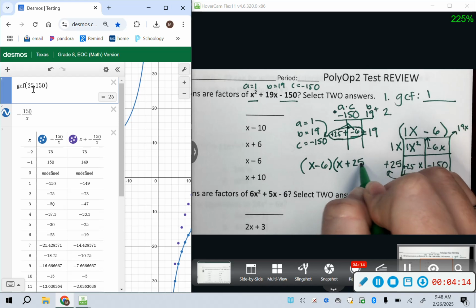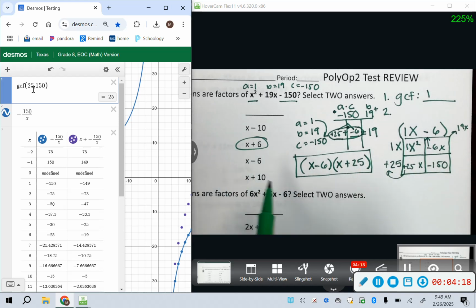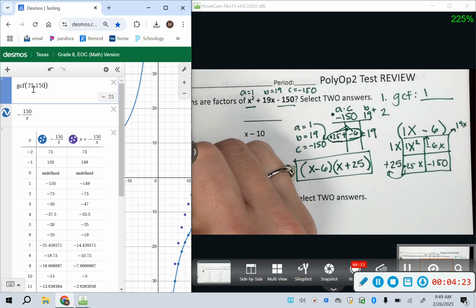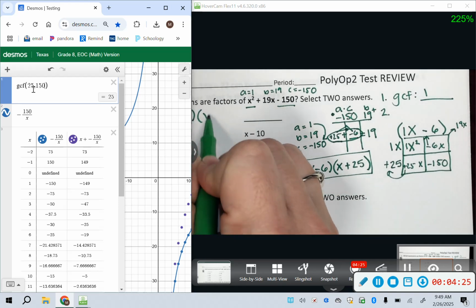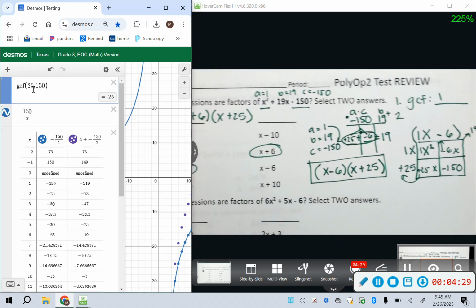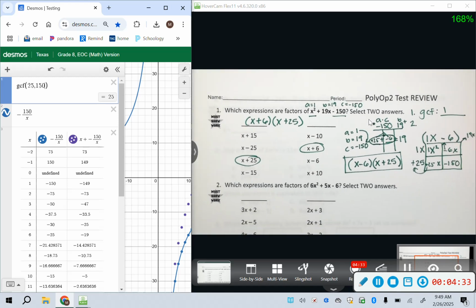So this is the work that you have to show here. And knowing that, look, I have an x minus 6 and an x plus 25, so there's my answer. Order doesn't matter, so if you have them flip-flopped, it's still correct. Oop, might help if you can see what I wrote. Okay, so there is number 1.